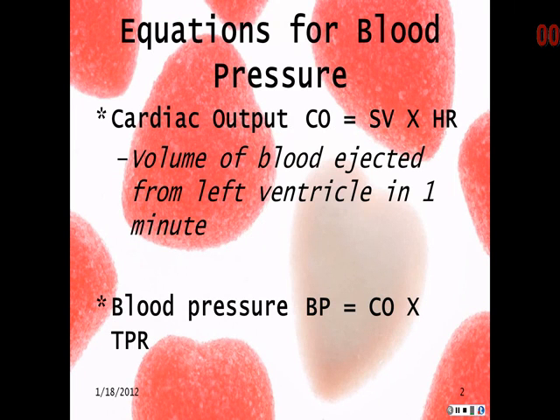Blood pressure is represented by the equation BP equals CO times TPR, where BP is the blood pressure and CO the cardiac output. TPR is the total peripheral resistance, or resistance of the blood vessels to having blood flow through them. Therefore, we can combine the equations to be BP equals SV times HR times TPR. We will look at each of these components in more detail.